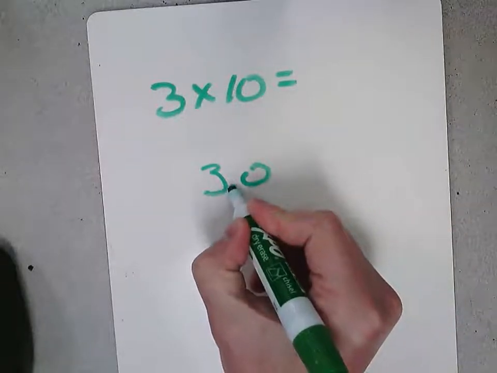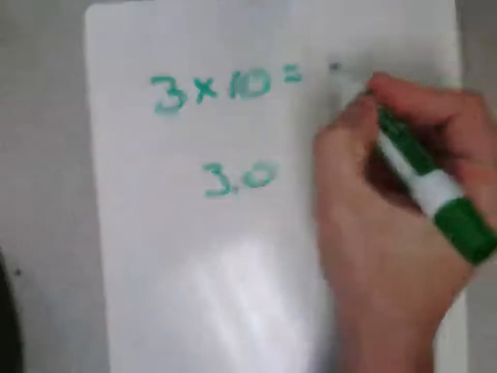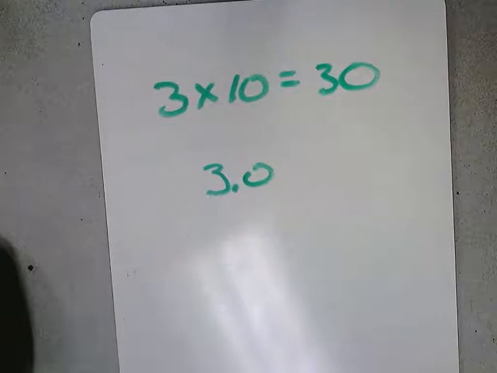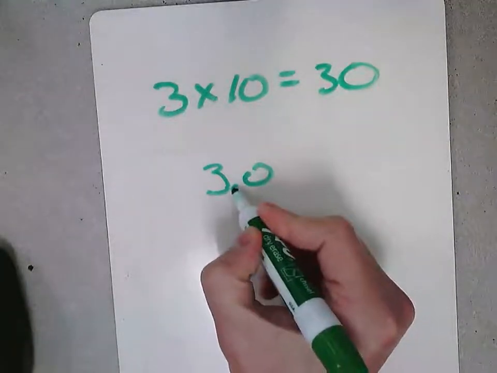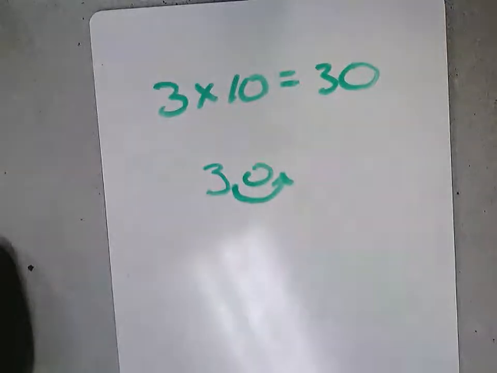But really, some people say that when you multiply 3 times 10, you take the 3, you put a 0 at the end, and you have 30. That is pretty much true. But what we're really doing is, when you multiply by 10, you move that over one place value. And that's why it becomes 30.